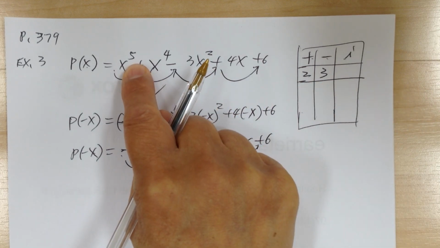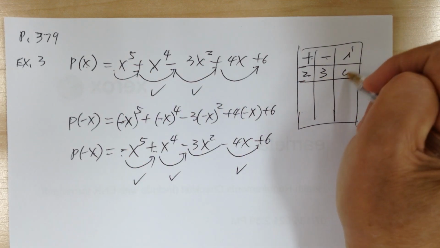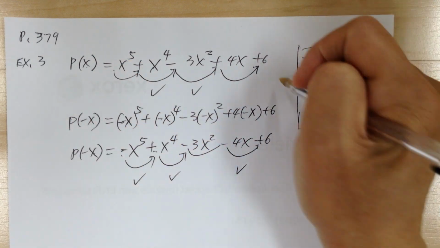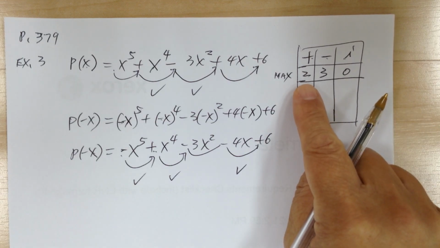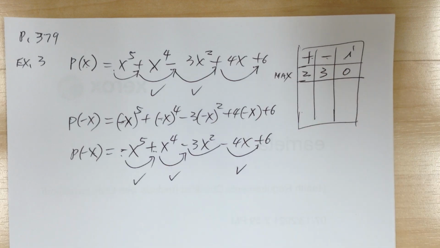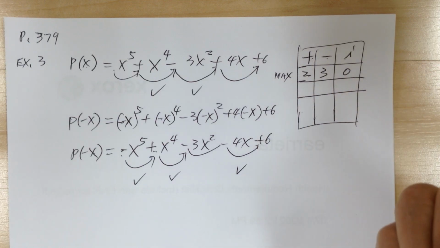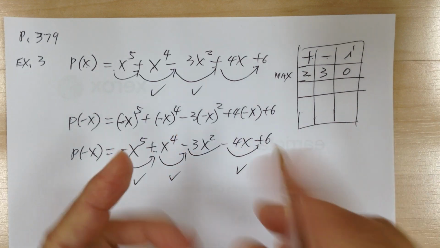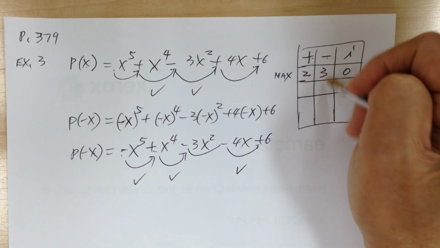Now, this is a 5th power, so you're going to get a total of 5 answers. So if you get 2 and 3 here, you're going to get 0 here because the total has to equal 5. Okay? So what it's saying is that this is your maximum: a maximum of 2 positive and a maximum of 3 negative. Then after that, you have these other possibilities. And the possibilities will go down by 2s, because you must have a conjugate. So you have to go down by 2s.